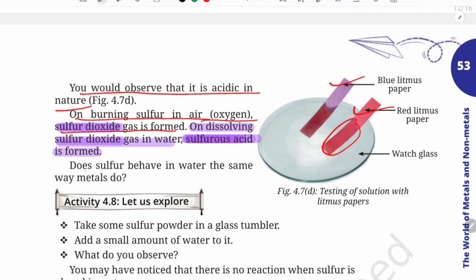Does sulfur behave in water the same way metals do? No, it doesn't. What was the nature of the metal oxide? It was basic. But here the nature of sulfur dioxide is acidic. That is written here. Acidic in nature. So this is the difference here.